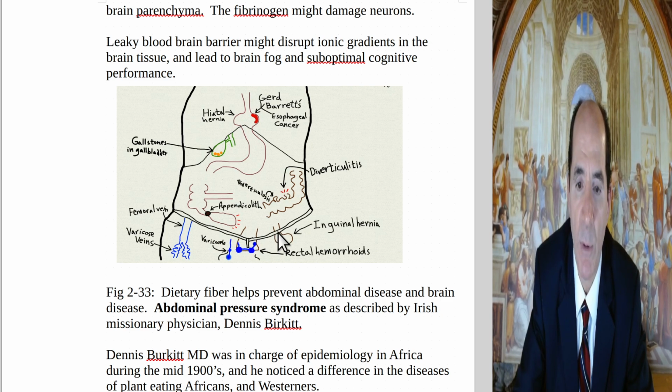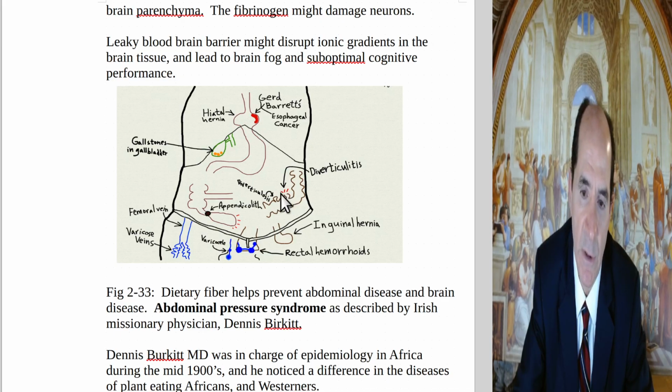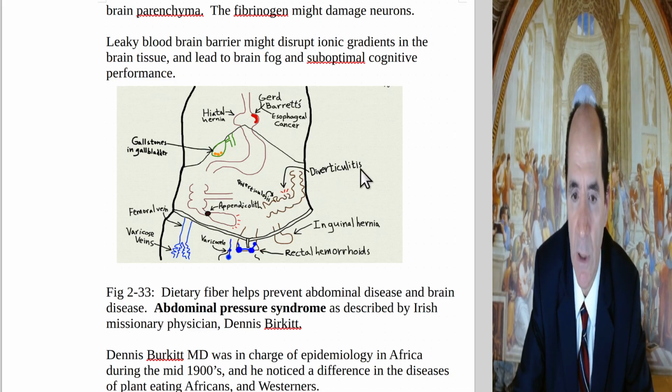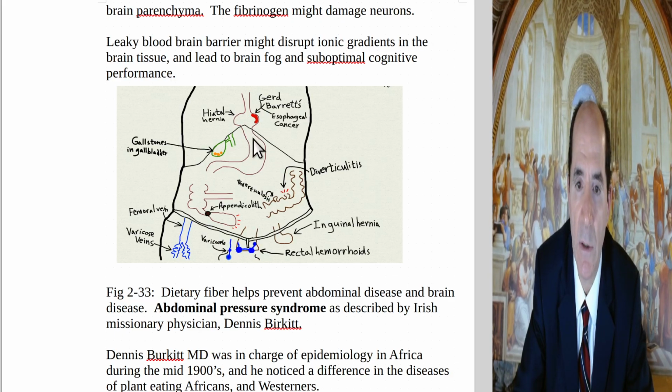Here's a picture of abdominal pressure syndrome figured out by Dennis Burkitt way back in the 1960s: a lack of dietary fiber causes straining at the stool from constipation. The back pressure causes diverticulosis, little outpouchings of the sigmoid colon wall. Those can pop, cause inflammation as stool spills onto the mesenteric fat. That's called diverticulitis. The back pressure causes the stomach to keep popping up into the chest until part of the stomach, a hiatal hernia, pops into the chest.